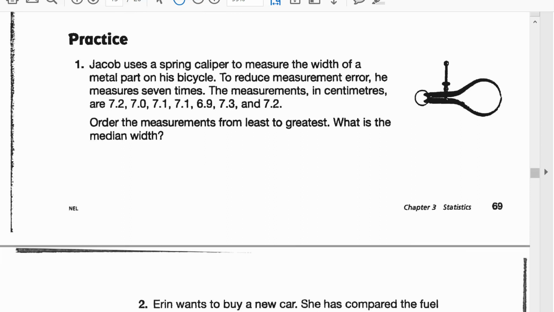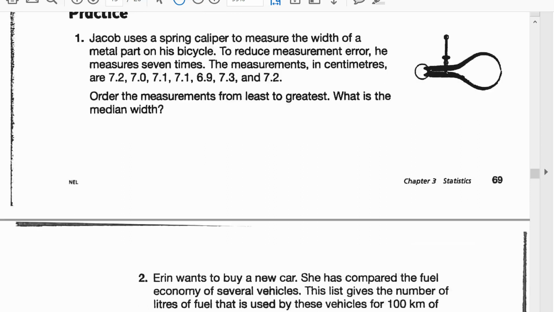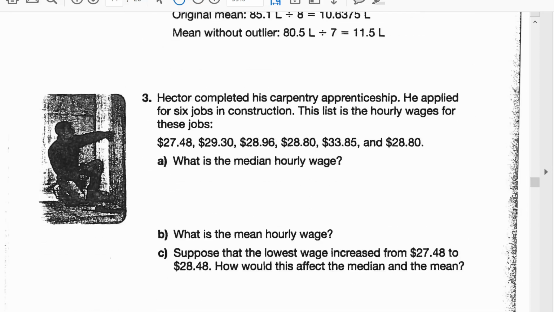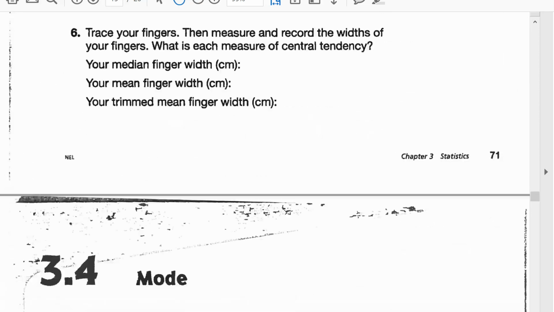Okay, practice. How much practice do we have here for this? 1, 2, 3. Okay.